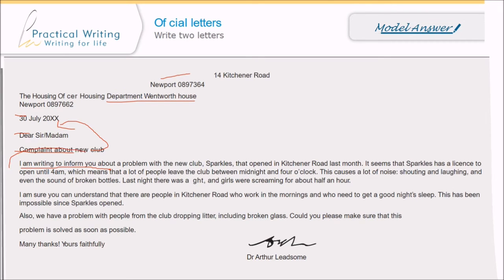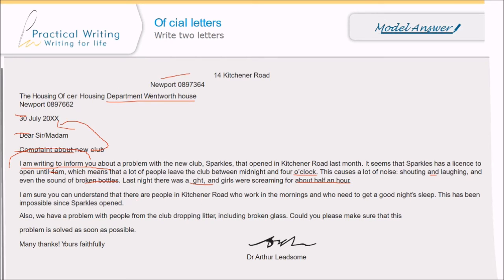I am writing to inform you about a problem with the new club, Sparkles, that opened in Kitchener Road last month. It seems that Sparkles has a license to open until 4 a.m., which means that a lot of people leave the club between midnight and 4 o'clock. This causes a lot of noise, shouting and laughing, and even the sound of broken bottles. Last night there was a fight, and girls were screaming for about half an hour.